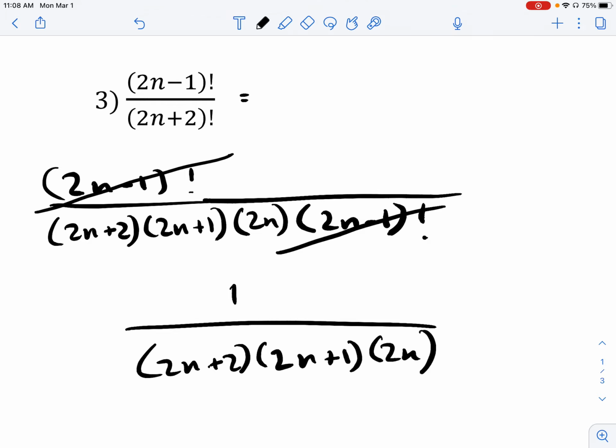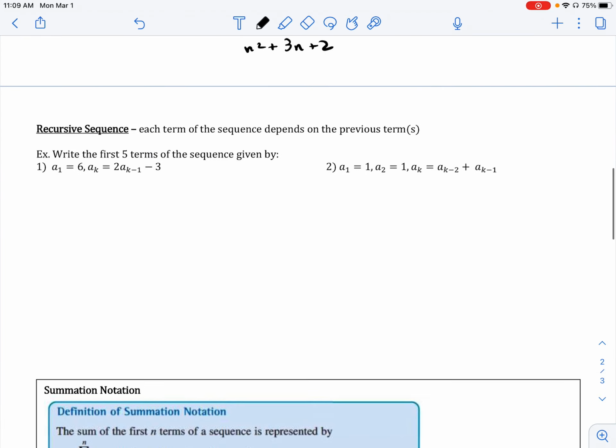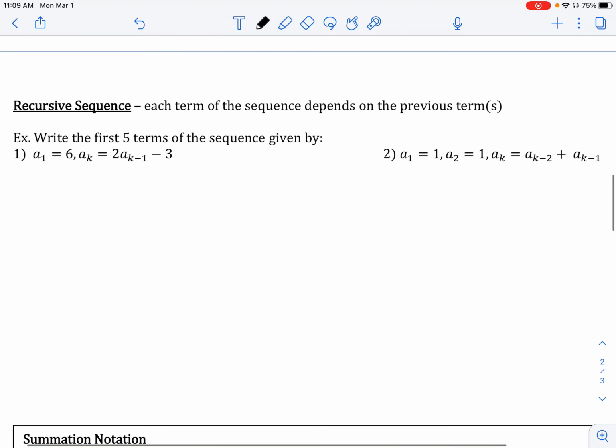Okay. Let me talk about one specific type of sequence before we look at series in our next lesson. That's what's called a recursive sequence. A recursive sequence simply means that each term depends on the previous term. We have to know what the previous term is in order for us to get our next term.